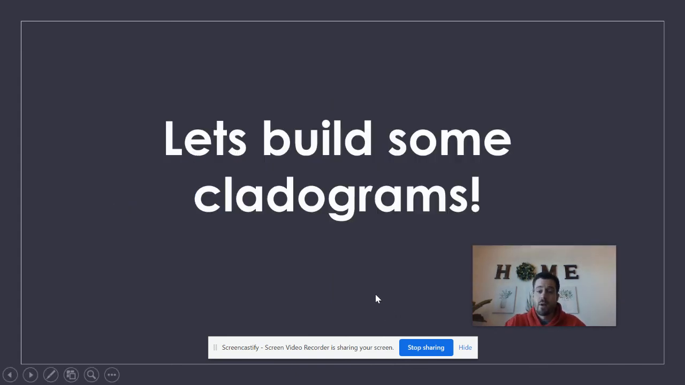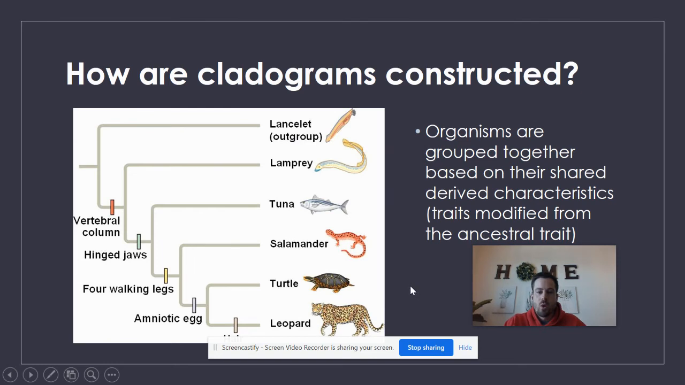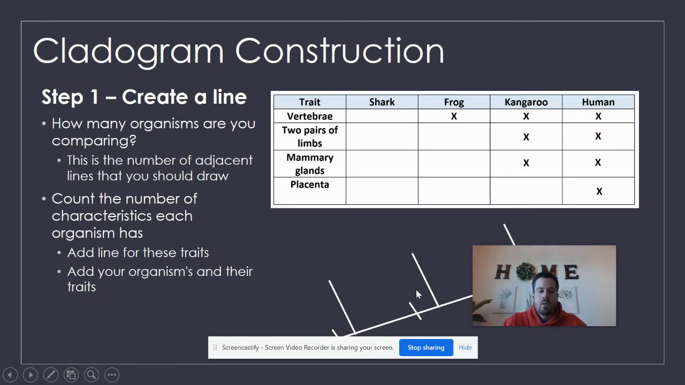So let's build a cladogram. Obviously, cladograms are made based on physical similarities. Usually you're going to start off with some kind of chart like this one, where you have to mark whether or not the organism has the trait. So a frog has a vertebrae, but it doesn't have 2 limbs. It doesn't have mammary glands. Kangaroo has a vertebrae and 2 limbs and mammary glands, and a human has all of those things.